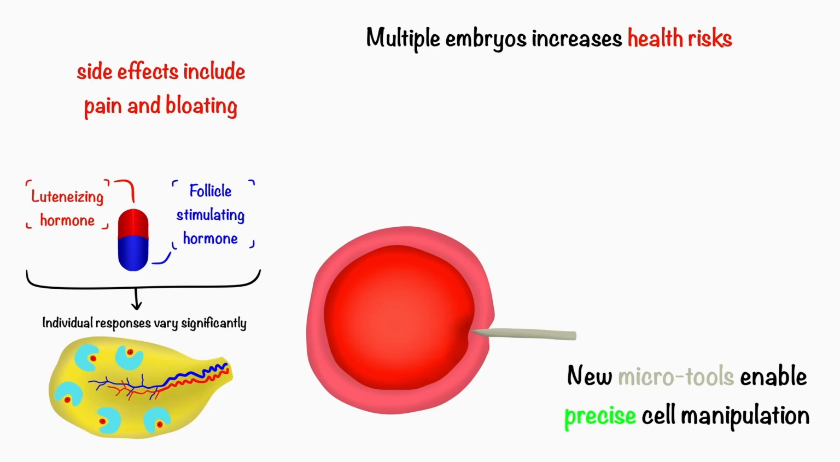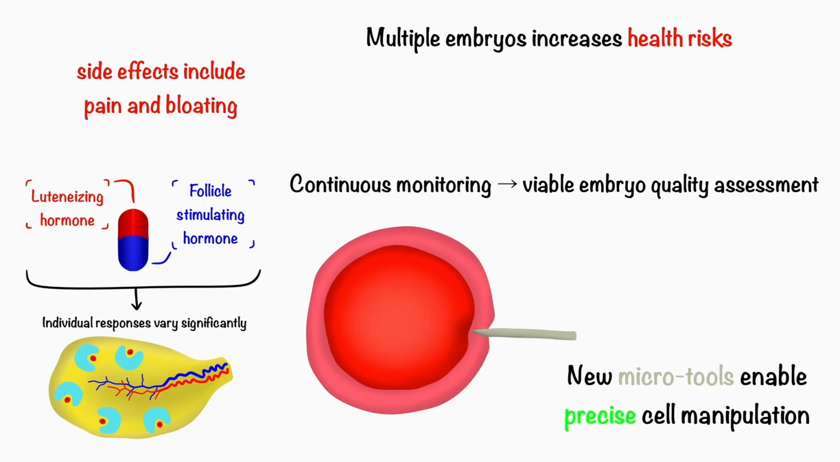Specialized microtools help embryologists handle eggs and sperm under the microscope with greater precision. Time-lapse imaging technology now allows continuous monitoring of embryo development without removing them from the incubator. This helps identify the embryos most likely to result in successful pregnancies.